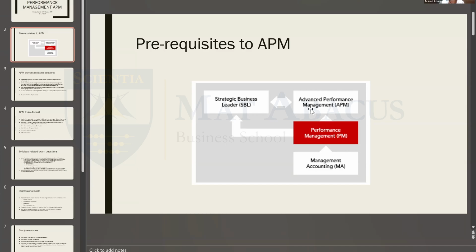Now, for you to do APM, you need to either do SBL, Strategic Business Leader, before you do APM or at the same time. The arrow shows that both are considered strategic papers, so that's why they are at the same level. The difference is SBL is compulsory, while APM is an option, like I explained just now.